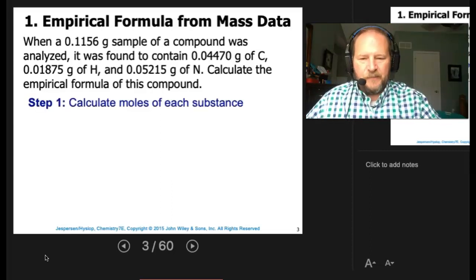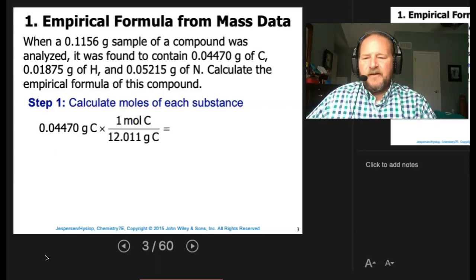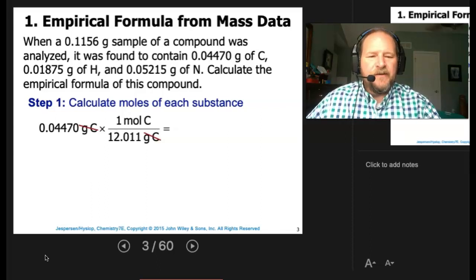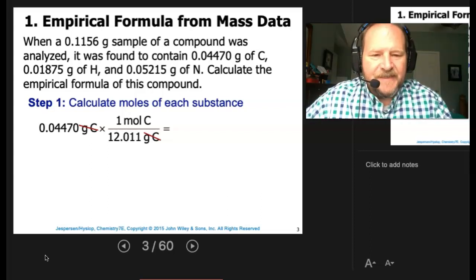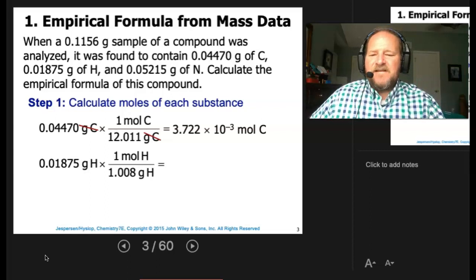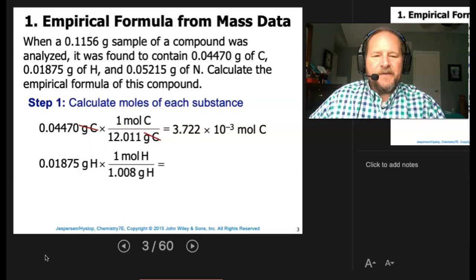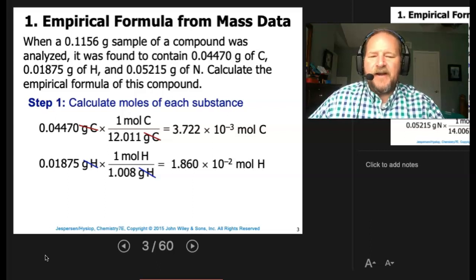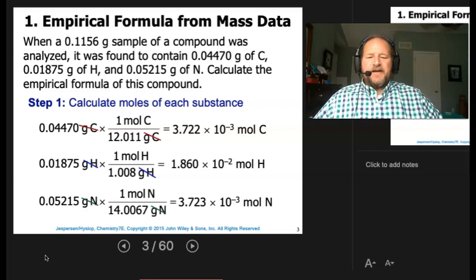Step 1, we're going to calculate the moles of each of our substances. So we're going to start with the carbon, grams. We have 0.4470. We're going to get our mass from the periodic table. We divide through, and it gives us 3.722 times 10 to the negative 3. Now we're going to do the same thing for hydrogen. We're going to take our mass of hydrogen, divide by our periodic table value, and we have 1.860 times 10 to the negative 2. And then last but not least, we'll do the same thing for nitrogen, and that gives us our moles of nitrogen.